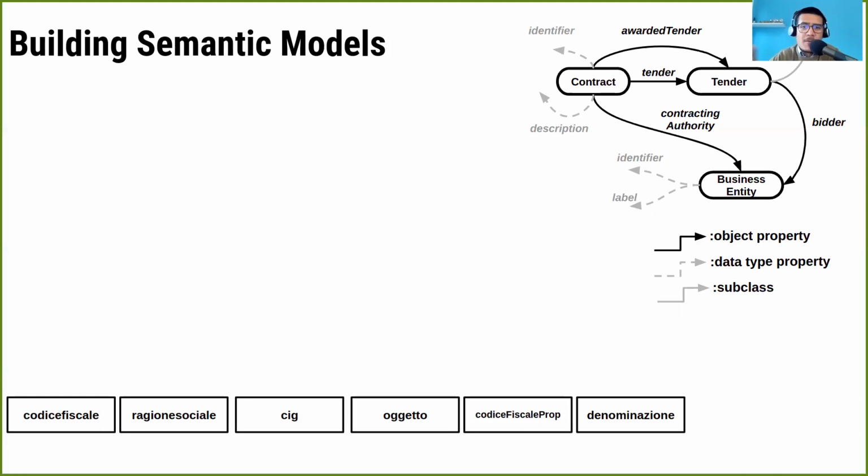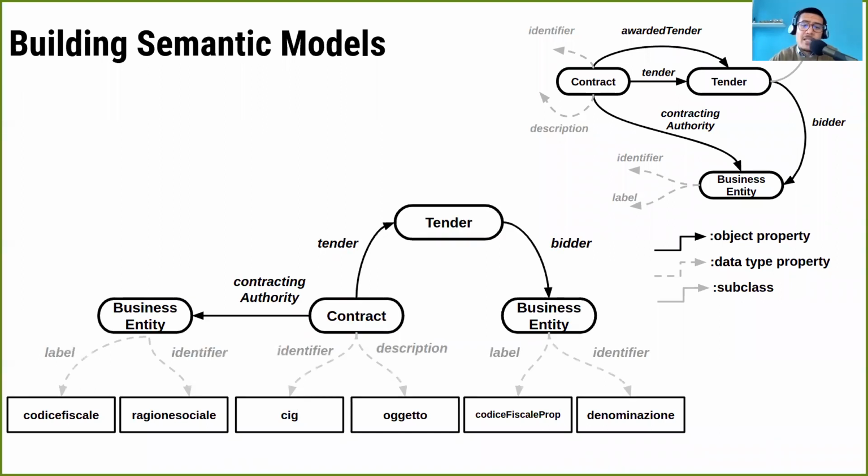As we said before, the nodes define the classes of this ontology graph, while the edges define different types of properties. The semantic model is a graph in which the leaf nodes are represented by the attributes of our data source, while the other nodes and edges are built using the components or a subset of the components in the original ontology.